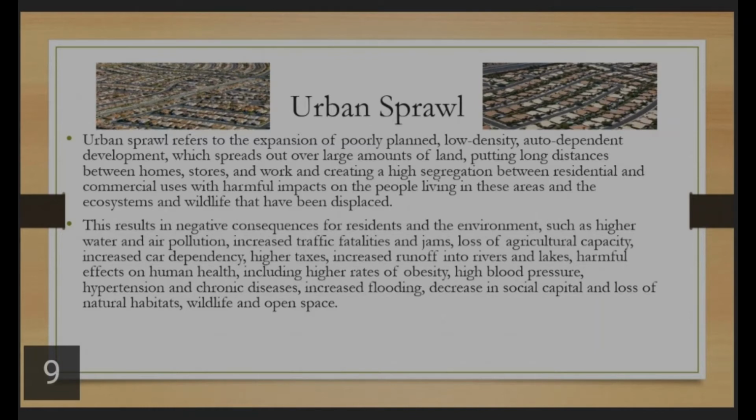This results in negative consequences for residents and the environment, such as higher water and air pollution, increased traffic fatalities and jams, loss of agricultural capacity, increased dependency, higher taxes, increased runoff into rivers and lakes, harmful effects on human health, including higher rates of obesity, high blood pressure, hypertension, and chronic diseases, increased flooding, decrease in social capital, and loss of natural habitats, wildlife, and open space.